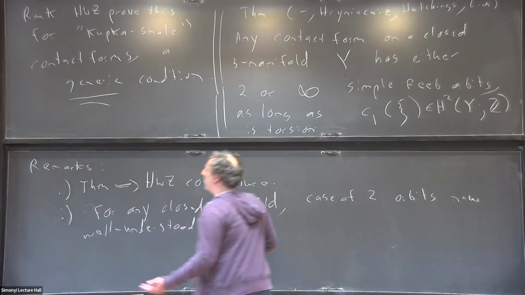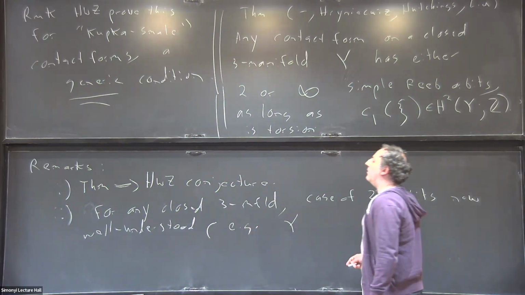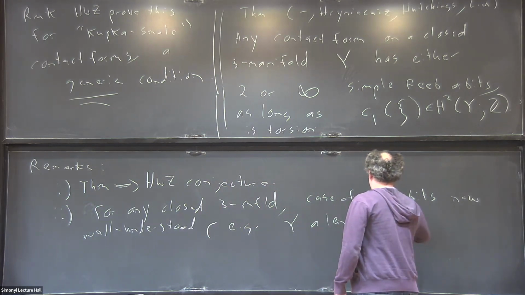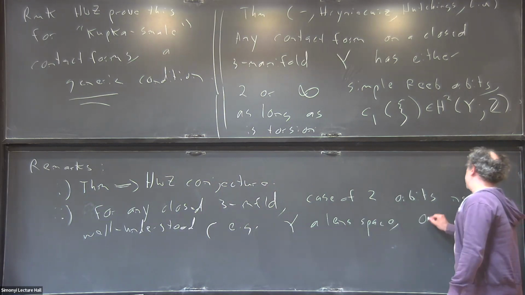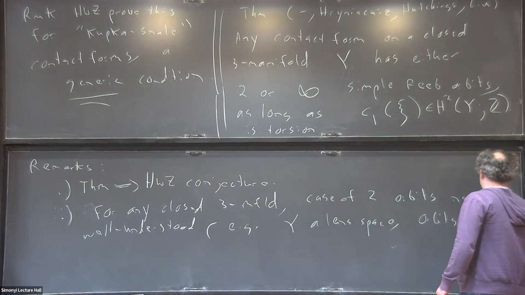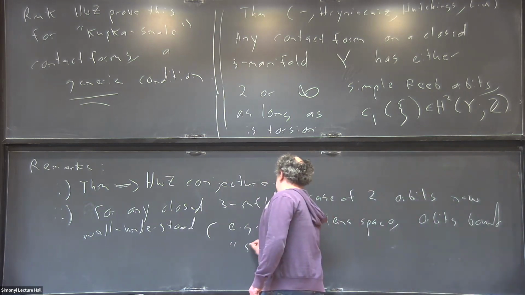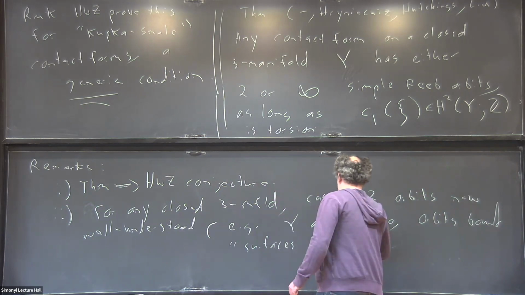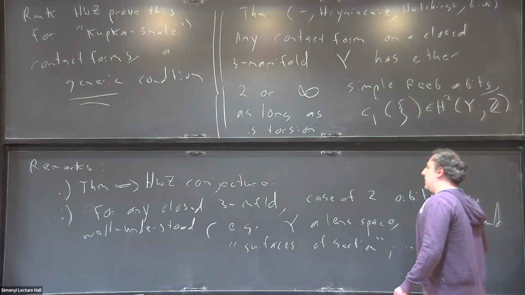So let me give you some examples. For example, what you learn is that Y has to be a lens space. And you learn a lot more. You learn that the orbits bound surfaces of section. We'll return to that in a minute.